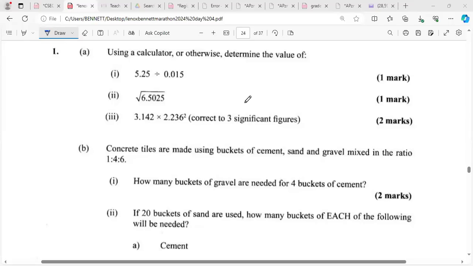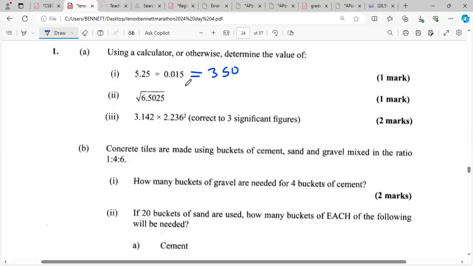For the first one, we definitely use the calculator, right? It says 5.25 divided by 0.015. And my calculator gave me 350, the same as what you guys gave me as well.